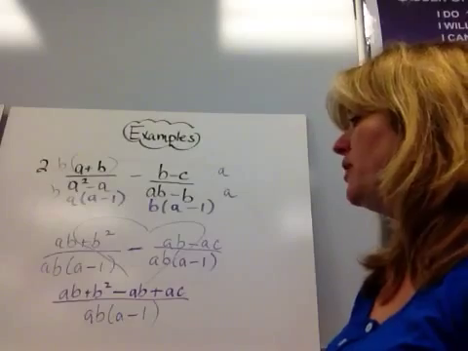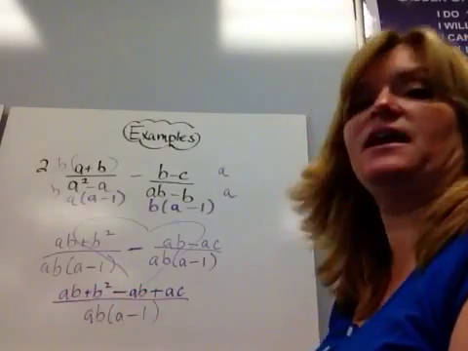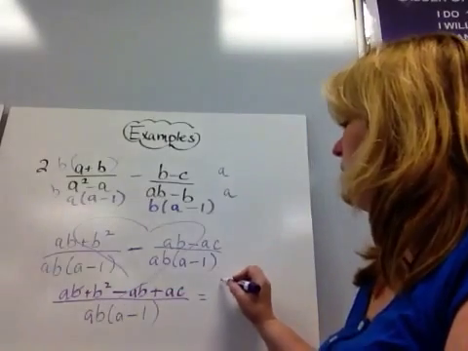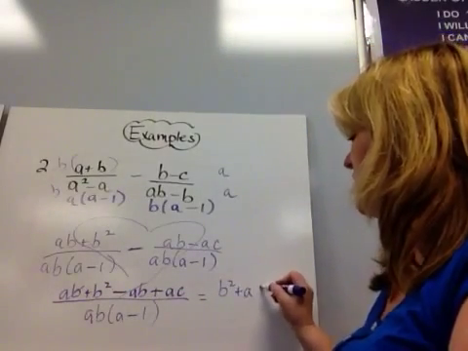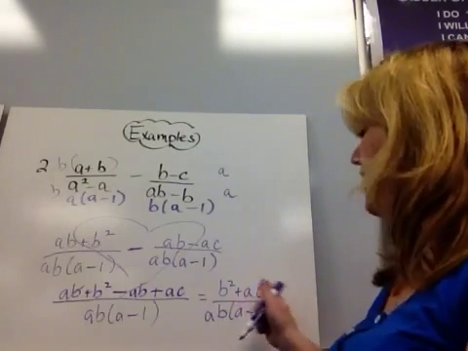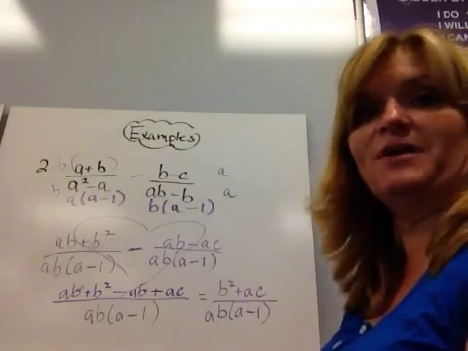So I've combined my numerators, and I notice that the ab and the negative ab can cancel out. So I end up getting b squared plus ac all over ab times a minus 1. And there's nothing I can factor out of that, so that's my answer.